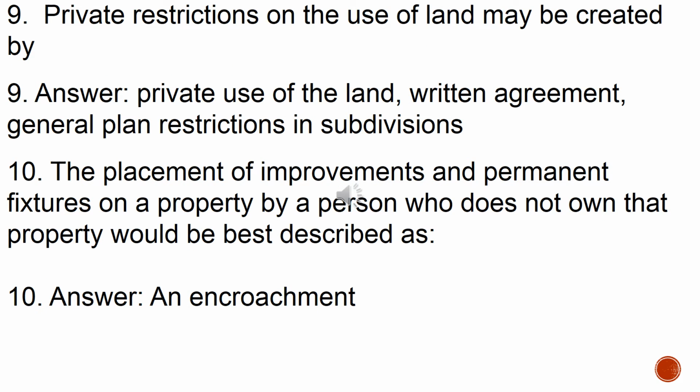Question number 9. Private restrictions on the use of land may be created by? Answer: private use of the land, written agreement, general plan restrictions, and subdivisions. Question number 10. The placement of improvements and permanent fixtures on a property by a person who does not own that property would be best described as? Answer: an encroachment.